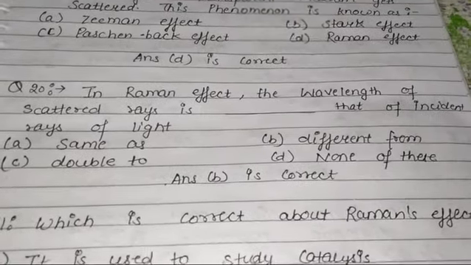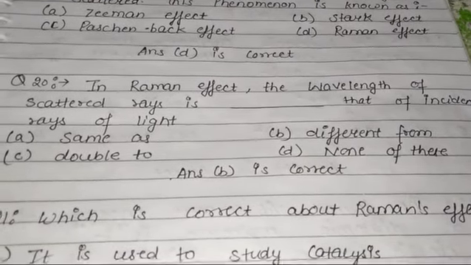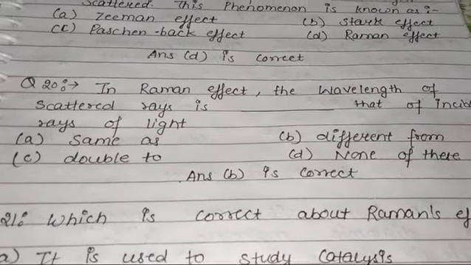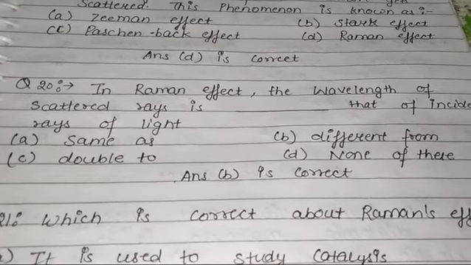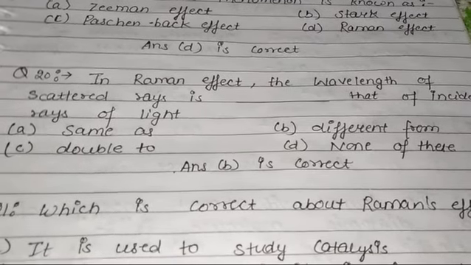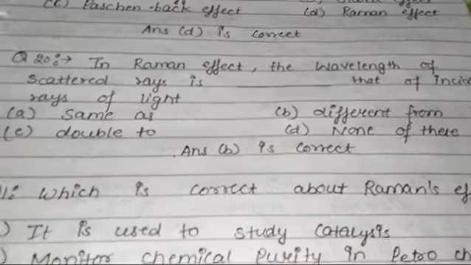Question 20. In Raman effect, the wavelength of scattered rays is dash that of incident rays of light. A, same as incident rays of light, B, different from incident rays of light, C, double to incident rays of light, and D, none of these. So here B is the correct answer. The wavelength of scattered ray is different from that of incident rays of light.